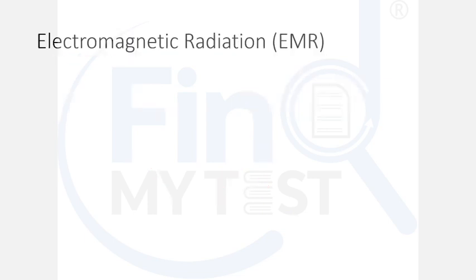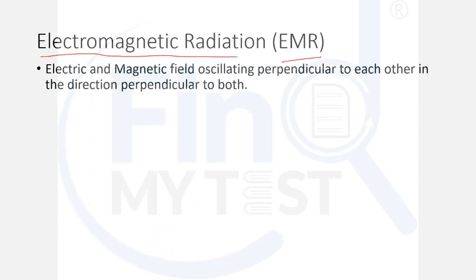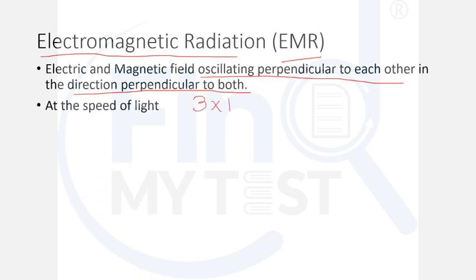Earlier I used the term electromagnetic radiation, which is EMR in short. We have learned this in physics in school days. It is basically the electric and magnetic field oscillating perpendicular to each other, in the direction perpendicular to both. It travels at the speed of light, that is 3 into 10 raised to 8 meters per second. And the waves are harmonic, in sinusoidal form, that is sine waves.